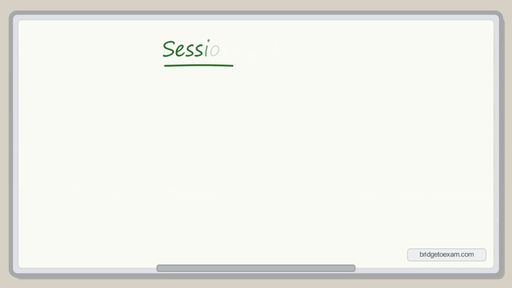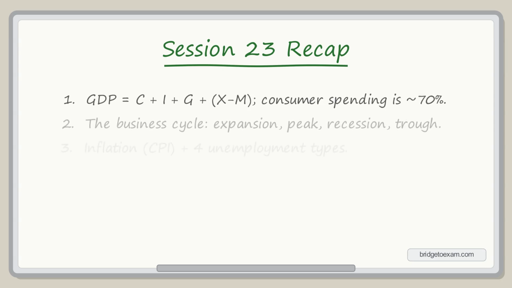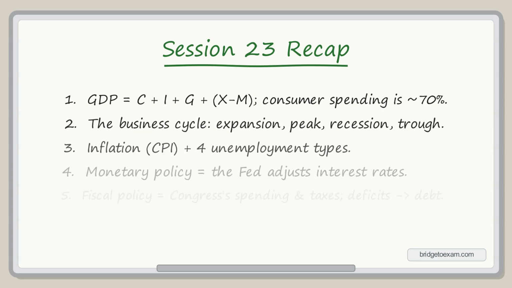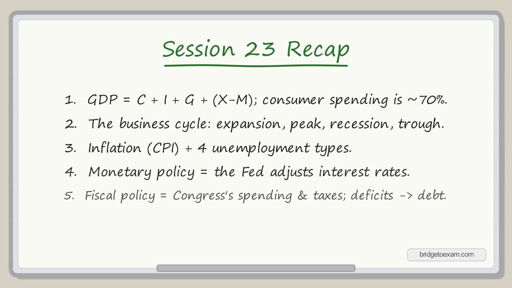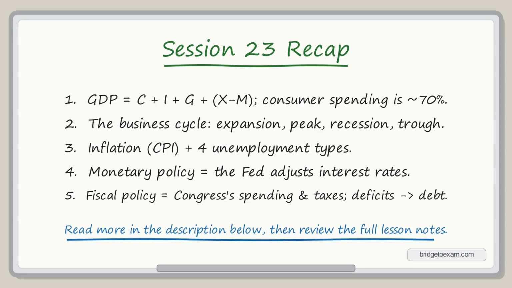Let's recap Session 23. GDP equals C plus I plus G plus net exports, and consumer spending is about 70% of it. The business cycle moves through expansion, peak, recession, and trough. Inflation is measured by the CPI, and unemployment comes in 4 types. The Fed runs monetary policy by adjusting interest rates, while Congress runs fiscal policy through spending and taxes, and deficits build up the national debt.